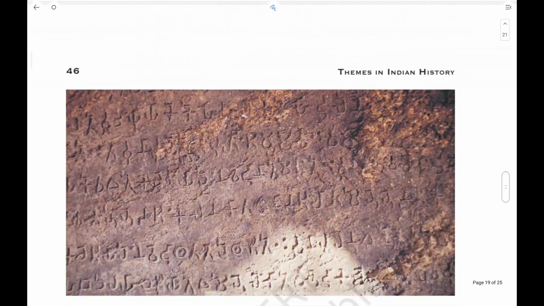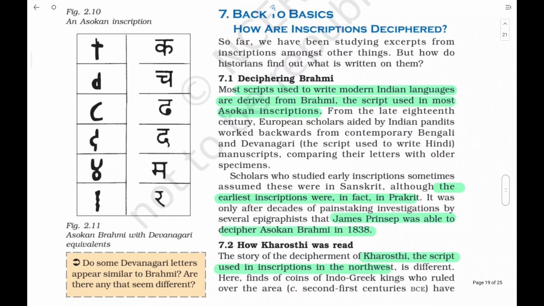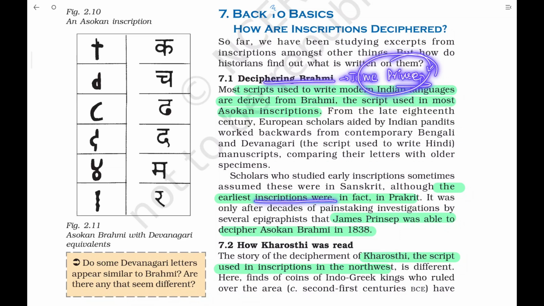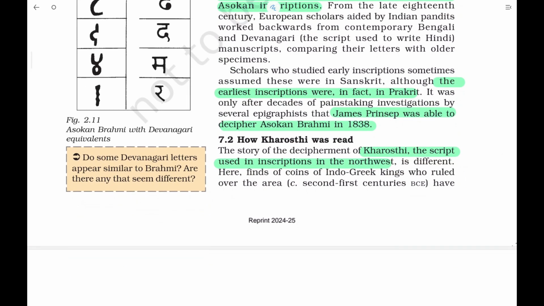Okay, now the next point here is deciphering Brahmi. Brahmi was the earliest script that was used. Most scripts used to write modern Indian languages are derived from Brahmi, the script that is most used in the Ashokan inscriptions. Now, who deciphered Brahmi? It was James Prinsep who deciphered this Brahmi script. It was James Prinsep who deciphered it in 1838.